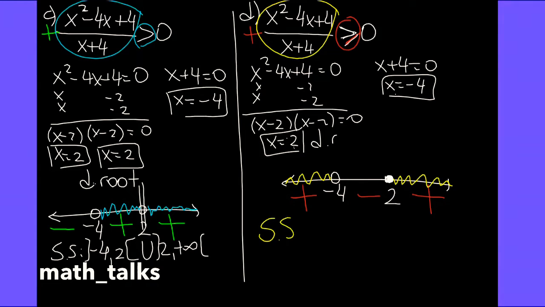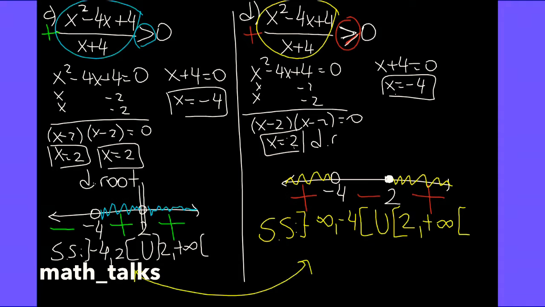Now, the solution set. Negative infinity until -4. -4 is not included. Union. Now here 2 is included, so closed, until positive infinity, always open. Now let's compare. What's the difference between this solution and the other one? When you have an equal sign, the only difference is here. It's open, but here it's closed. Okay? So don't mix them. They are not the same.